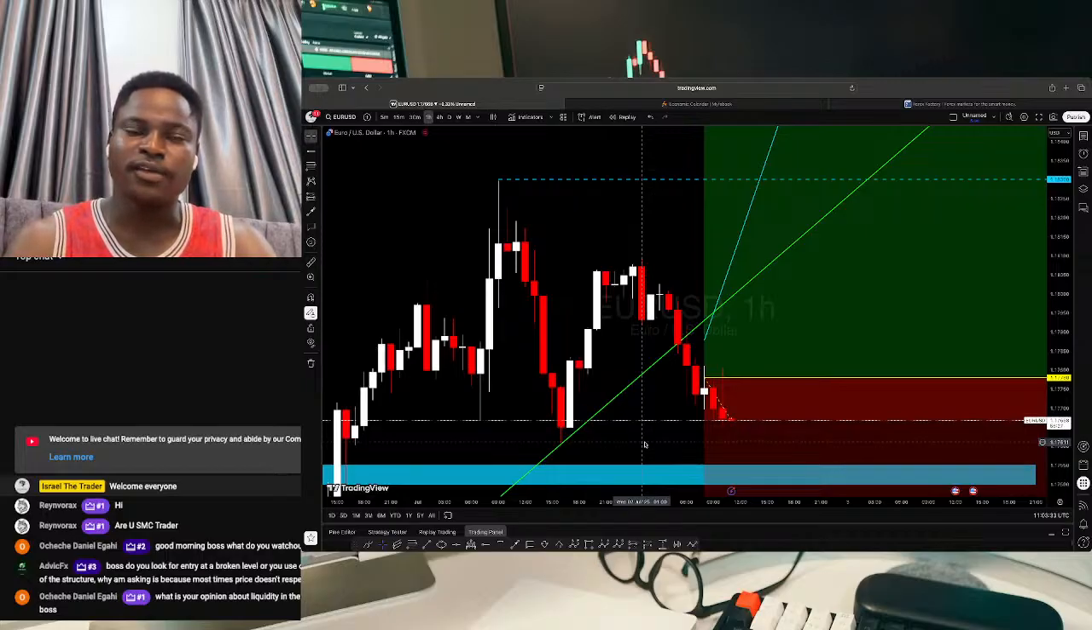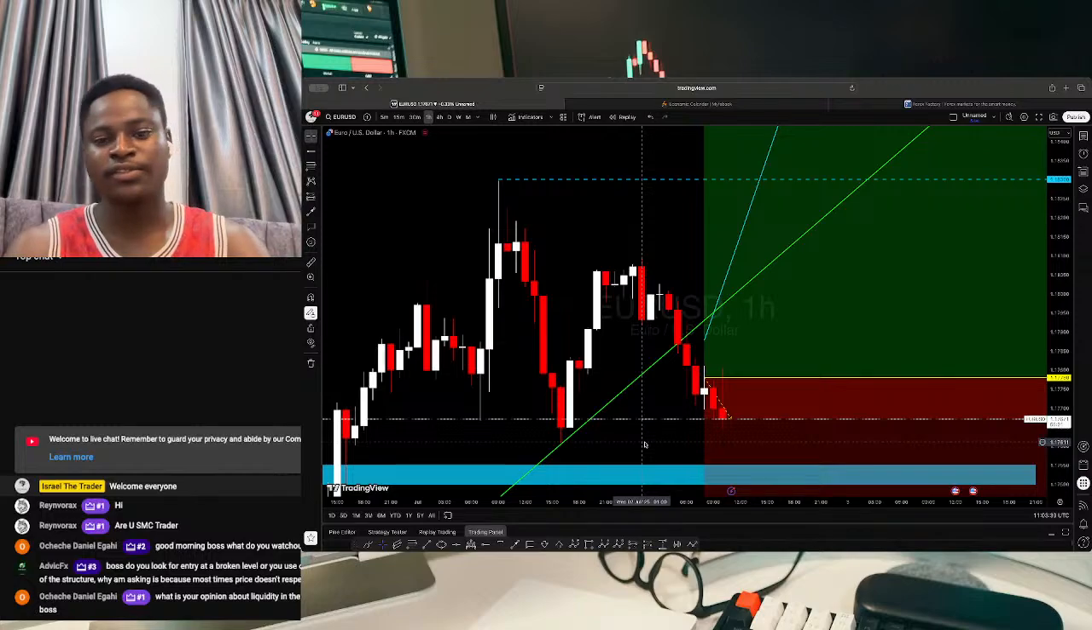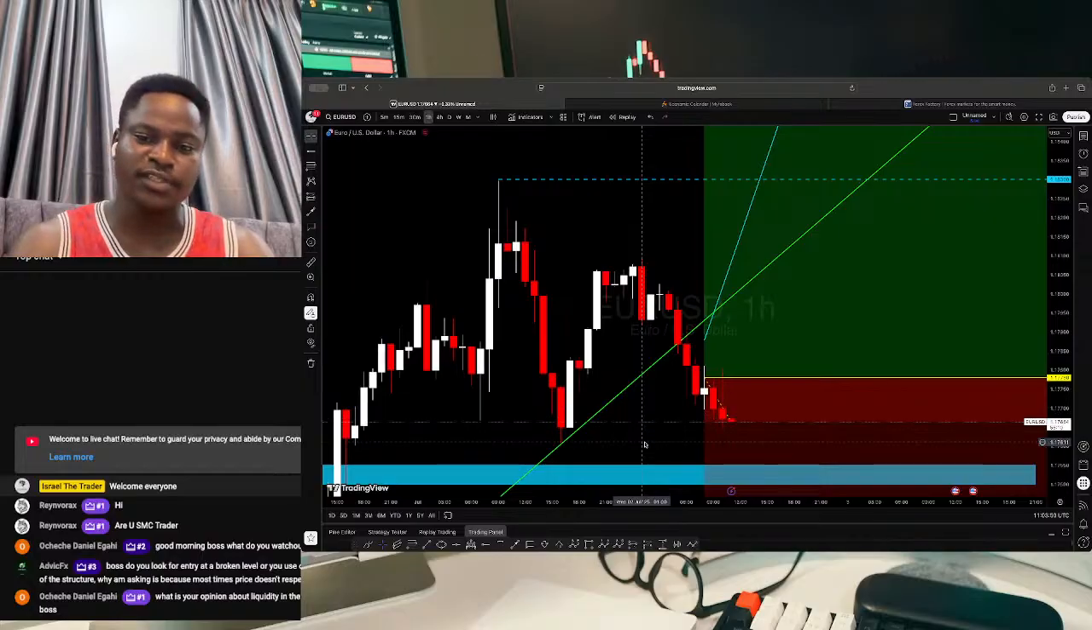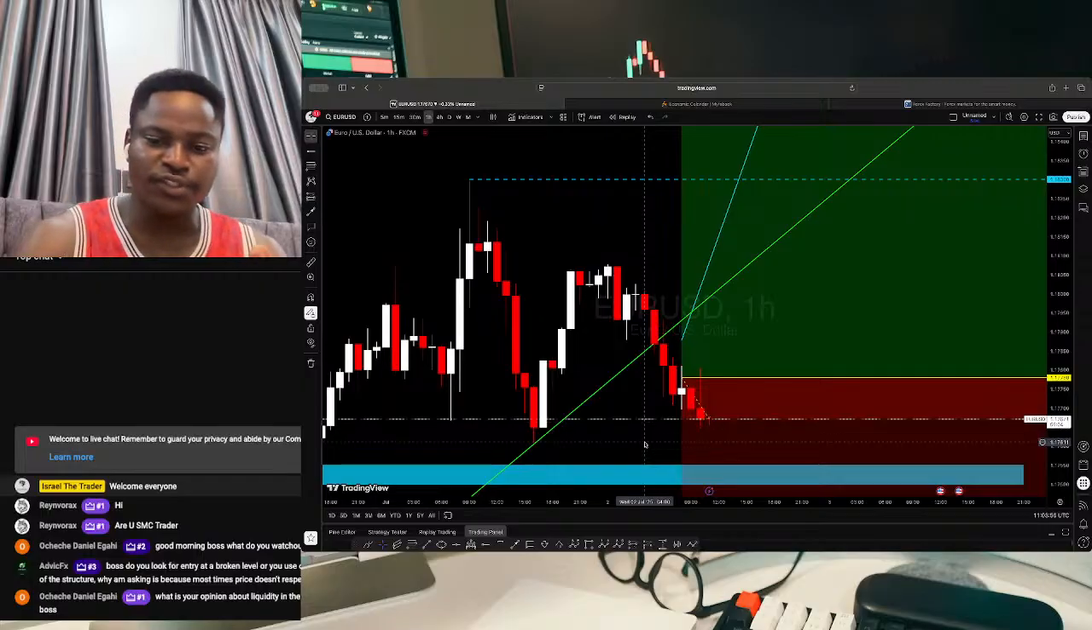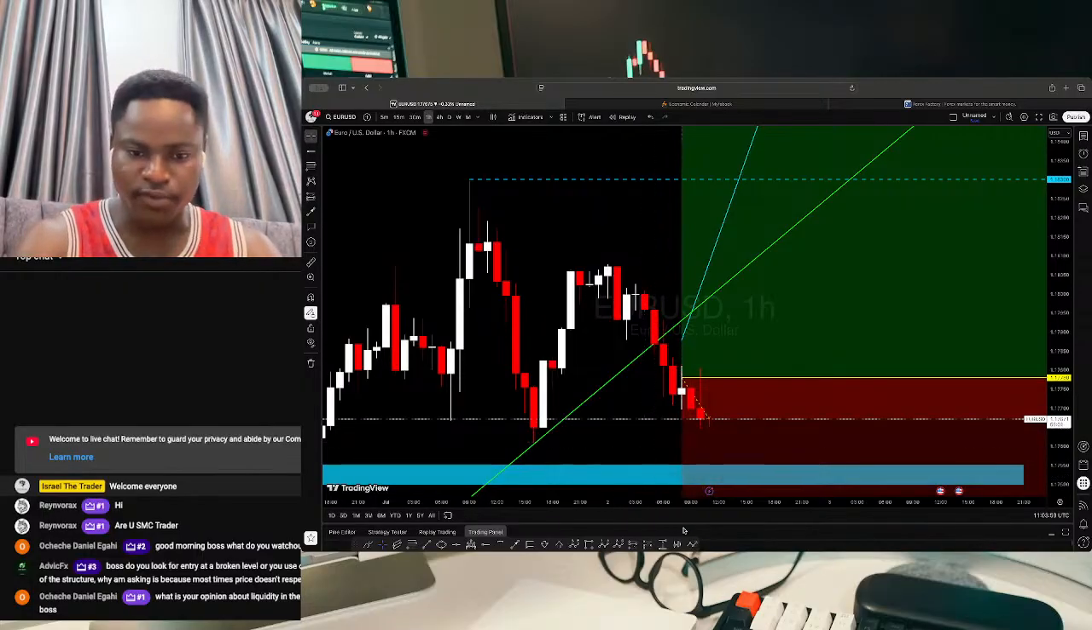you are trading during, let's say, Frankfurt or the Asian session. In the Asian session, the liquidity is not that much. The sessions where you will see a lot of liquidity in the market are the London session and the New York session. These two sessions are the best so far when it comes to trading in the forex market.